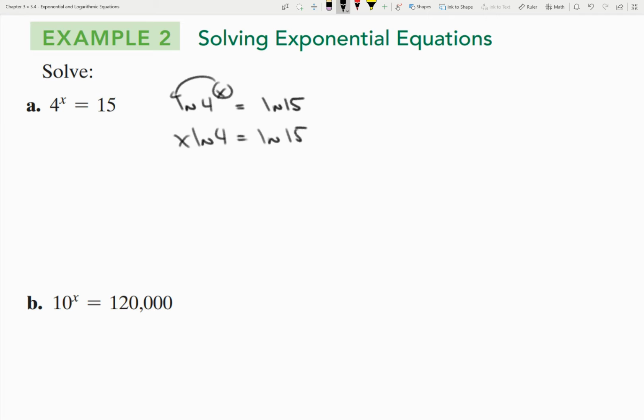The natural log of 4 is just a decimal. Your calculator can tell you what it is, but because it is a decimal, we can divide it out to isolate the variable. So that means x is equal to the natural log of 15 over the natural log of 4. That happens to be the exact answer, the answer in terms of a logarithm. If I plug this into my calculator, it turns into a decimal, which is the approximation of my answer, and I'm going to round it to 4 decimal points. Usually that's pretty common.